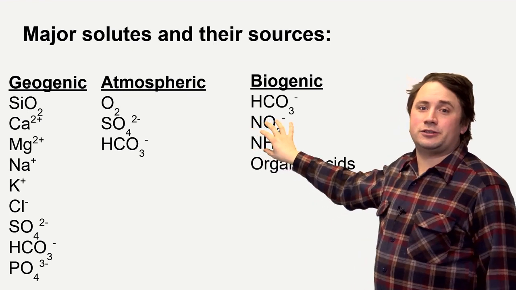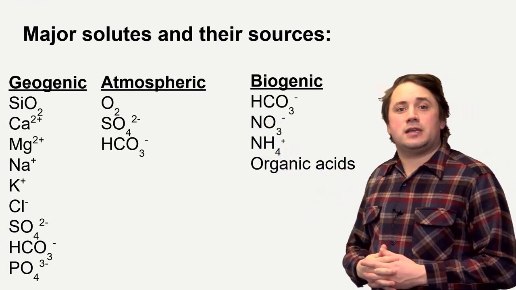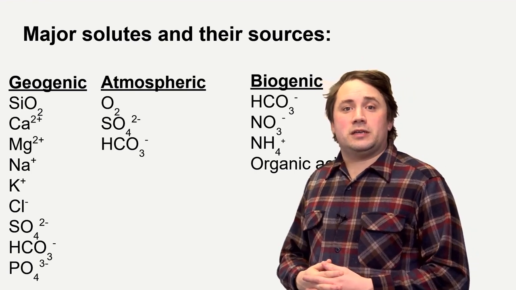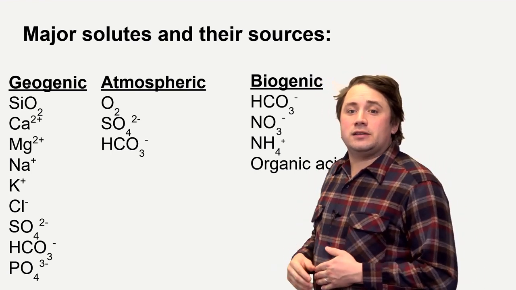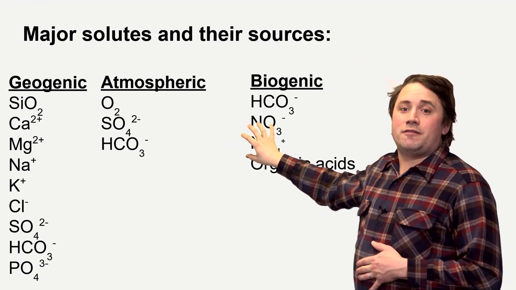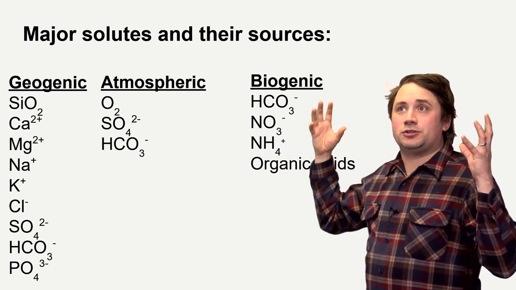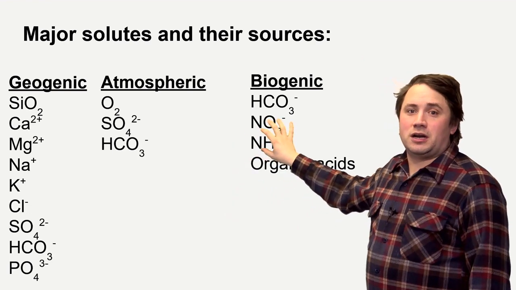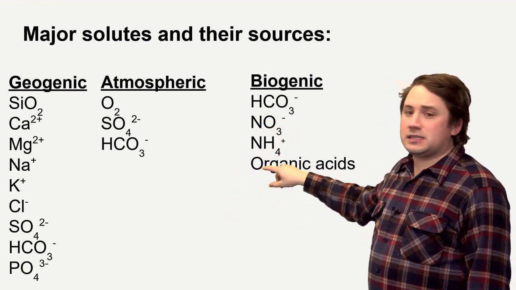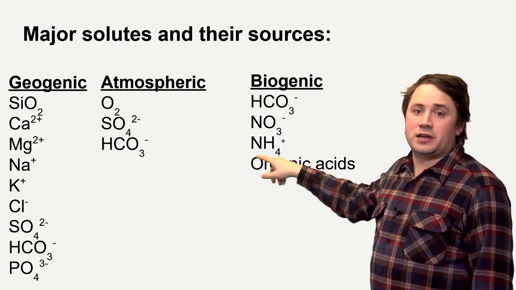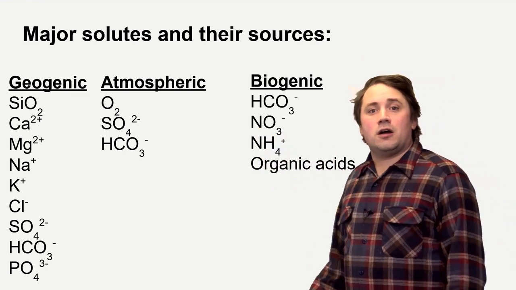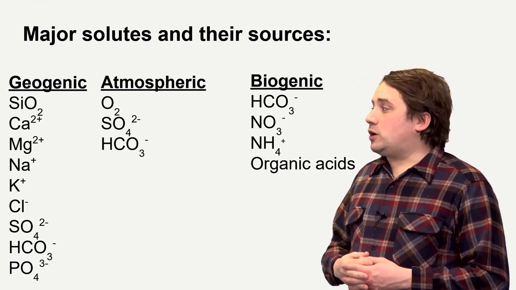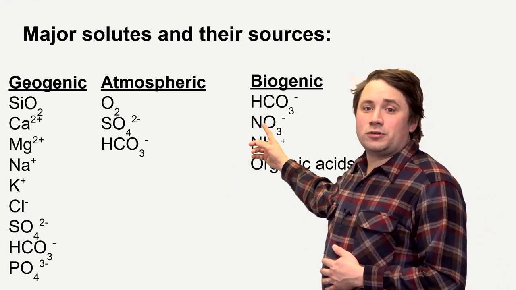Next on this list, I have nitrate. Nitrate is made out of nitrogen, and nitrogen is an essential element for all life. And so microbes have derived mechanisms of taking atmospheric nitrogen and converting it into a form that they can use, which then eventually becomes nitrate in surface waters. This is the same story with ammonium.